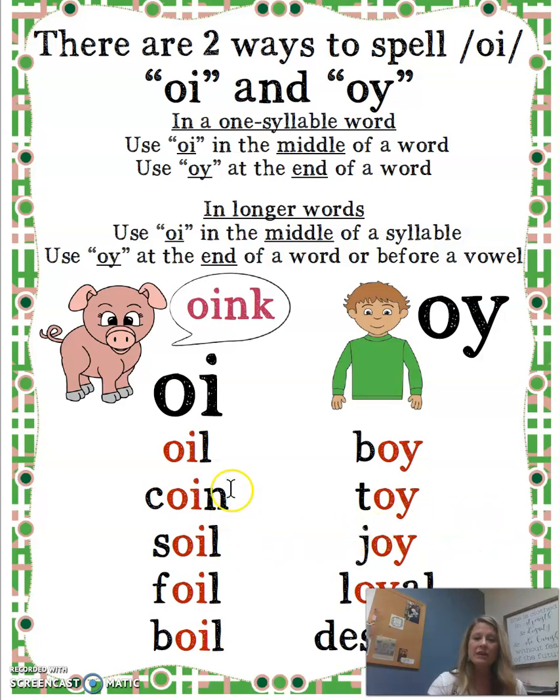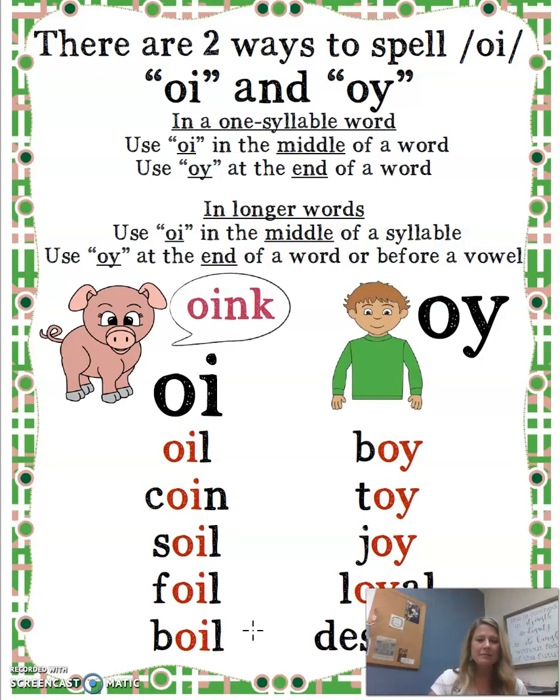And again, looking over here, everything that we have is one syllable. OI is used in the middle for all of these. Soil, foil, boil. Okay, what do you do though in longer words that are more than one syllable? So whenever you have a longer word that is more than one syllable, you're going to use OI in the middle of that syllable, and OY is going to be used either at the end of the word again, or you would use OY before a vowel.